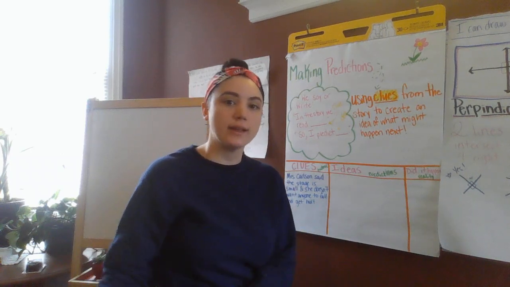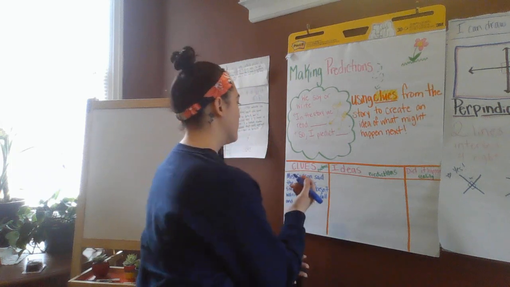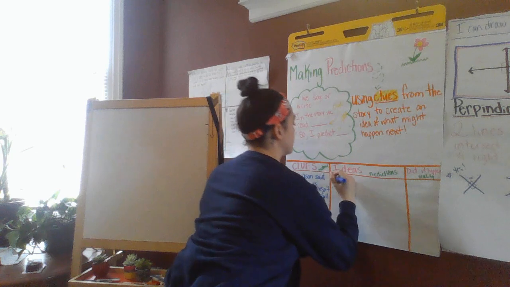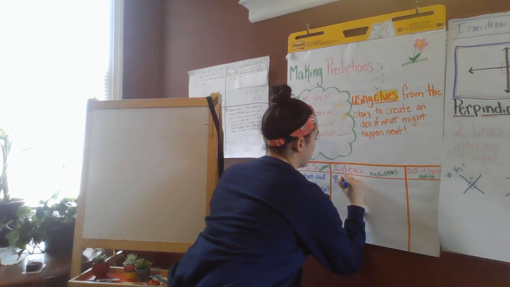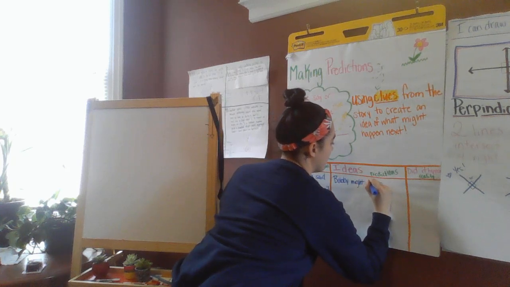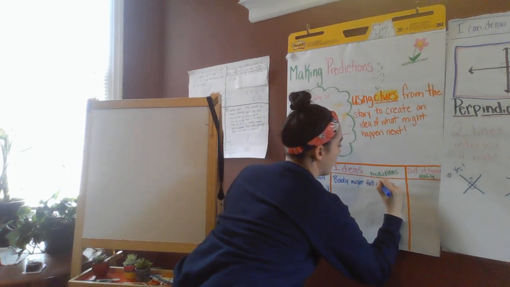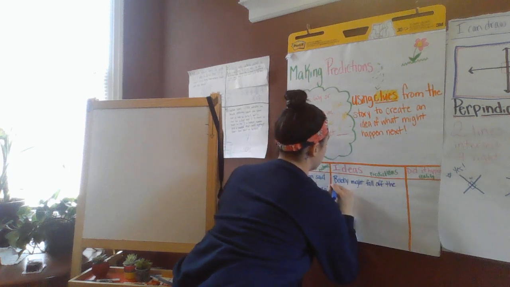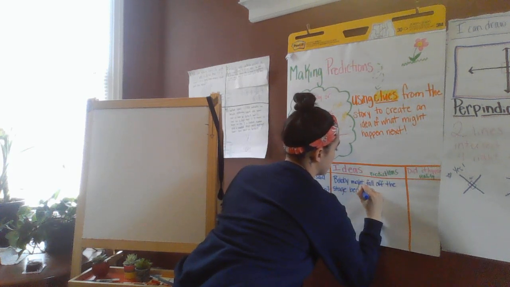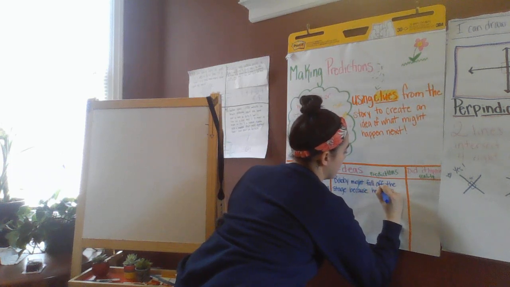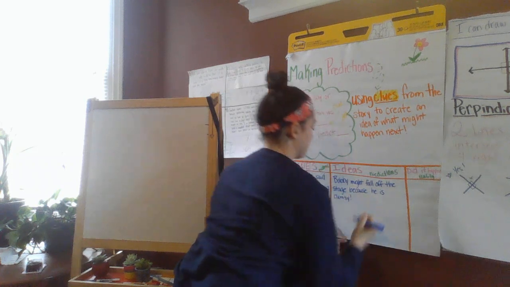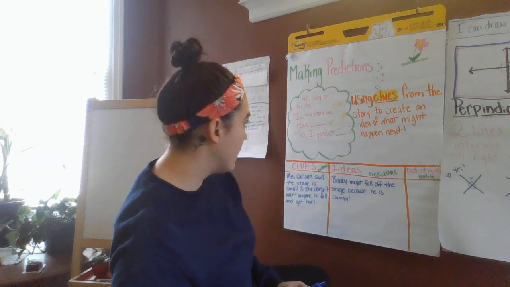They can come anytime in the rest of the story. So my prediction is, I predict Bobby might fall off the stage because he is clumsy.